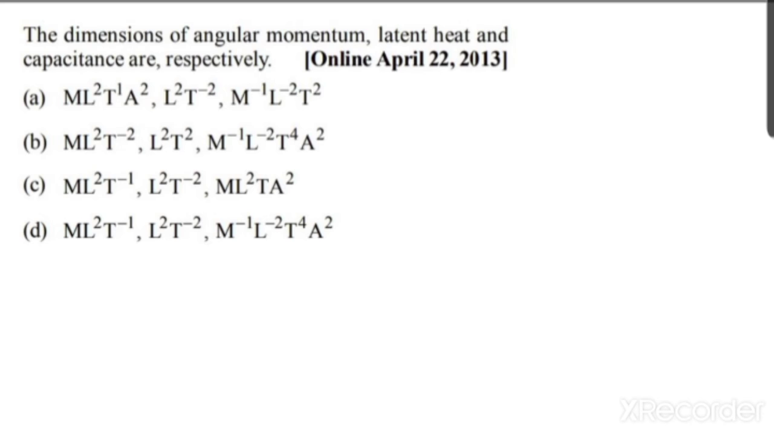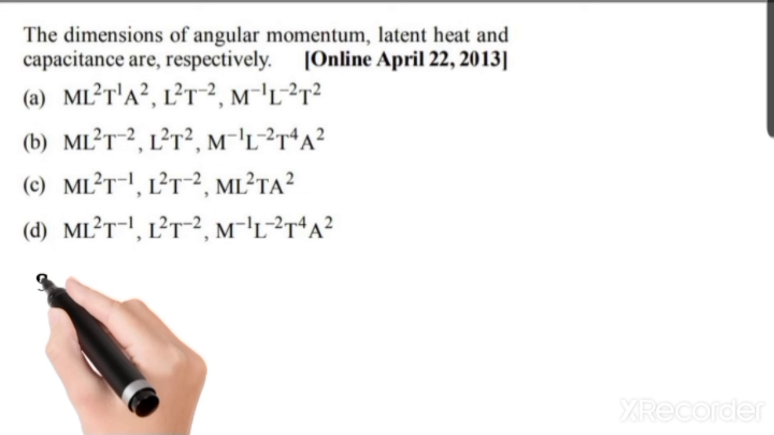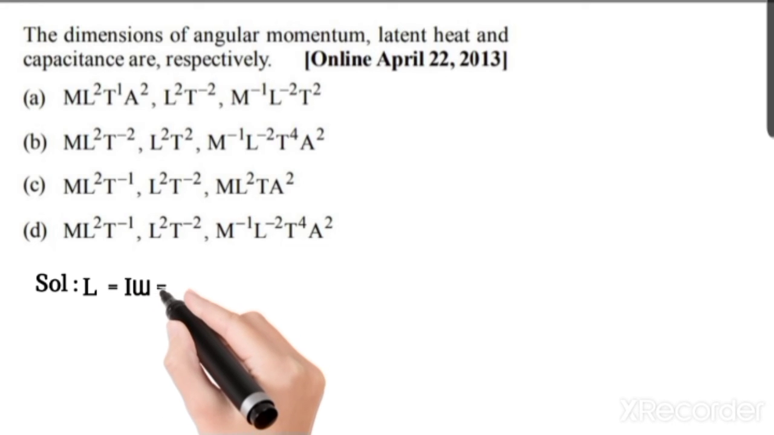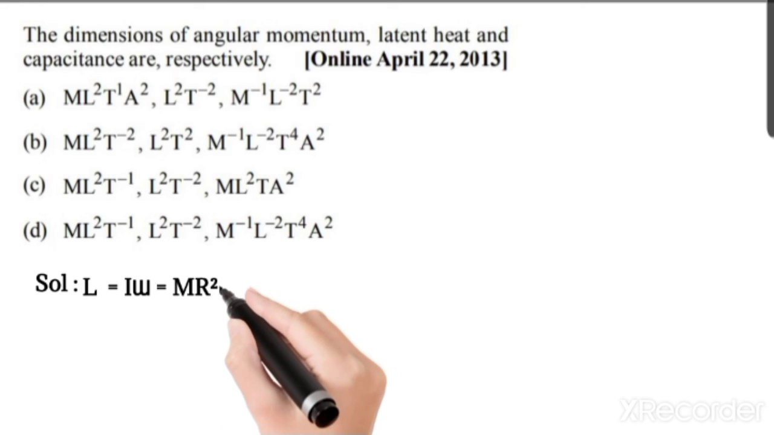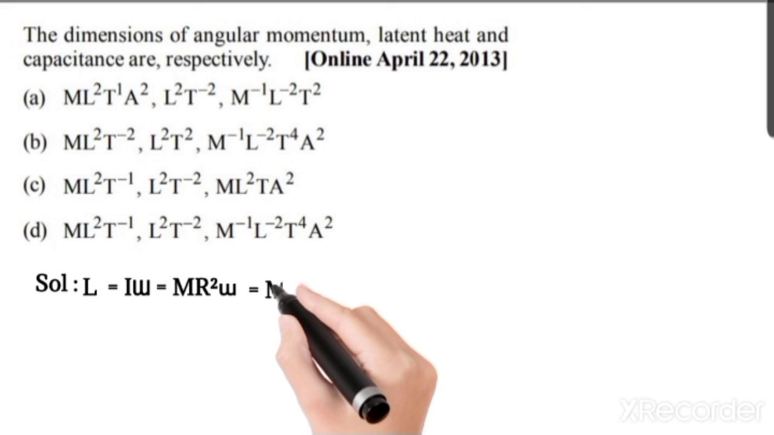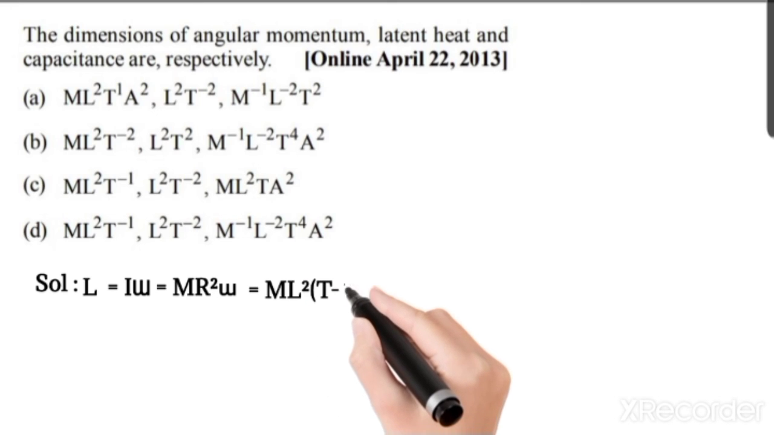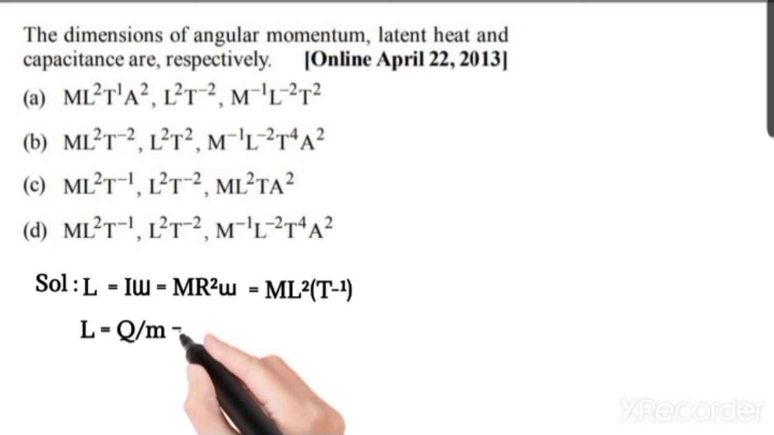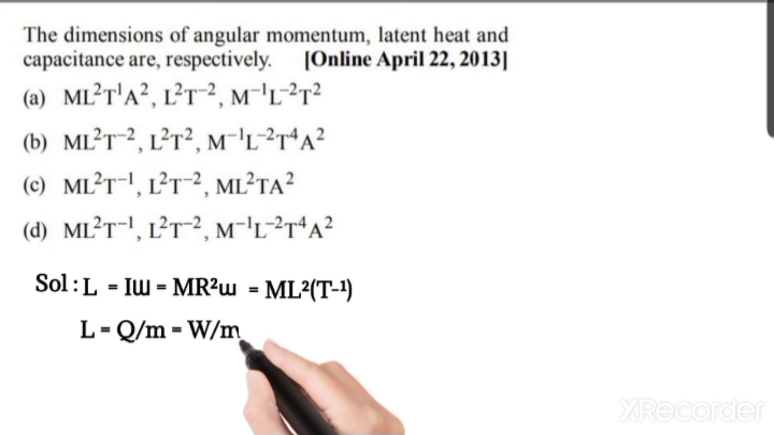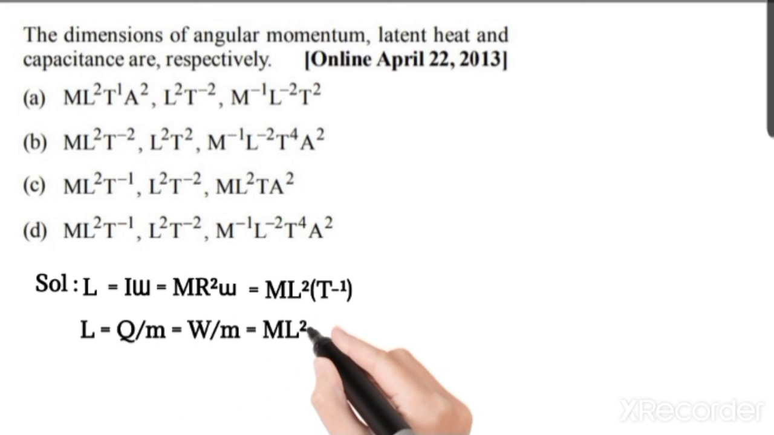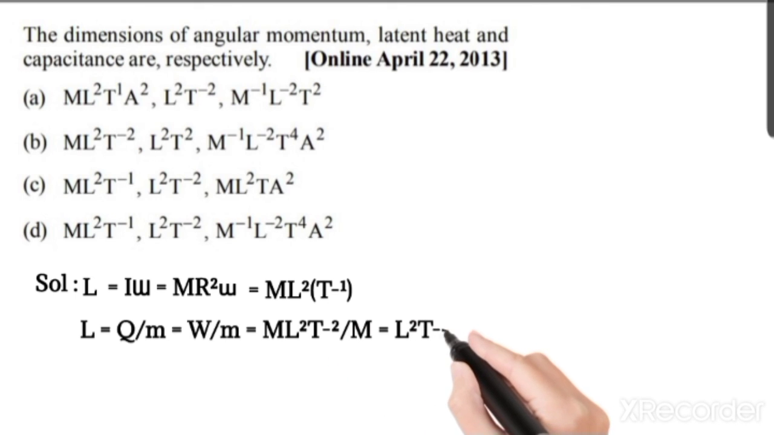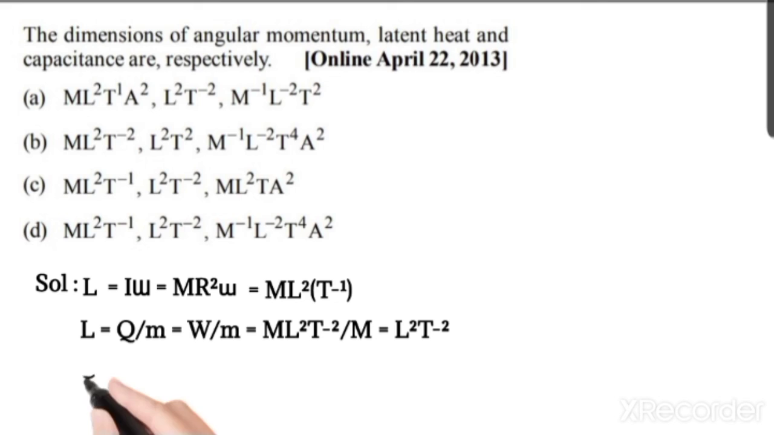It is a problem on dimensional formula. We know that the angular momentum L is equal to I omega, that is equal to m r square omega. By substituting their dimensional formulas, we get M L square T power minus 1. The latent heat can be written as Q by m, that is equal to work by m. By substituting their dimensional formulas, we get the dimensional formula for latent heat as L square T power minus 2.